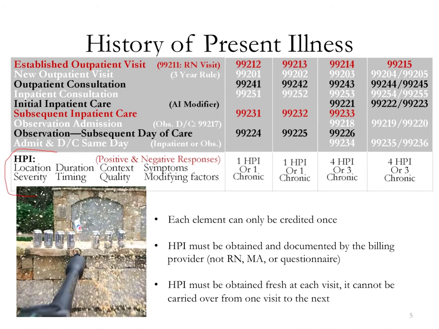So real briefly, the history of present illness consists of 8 different recognized buzzwords, and these are illustrated down here. You can see that the 8 buzzwords that they recognize are the location, severity, duration, timing, context, quality, symptoms, and modifying factors. These are each pretty self-explanatory, so I won't go into great detail about each of those.